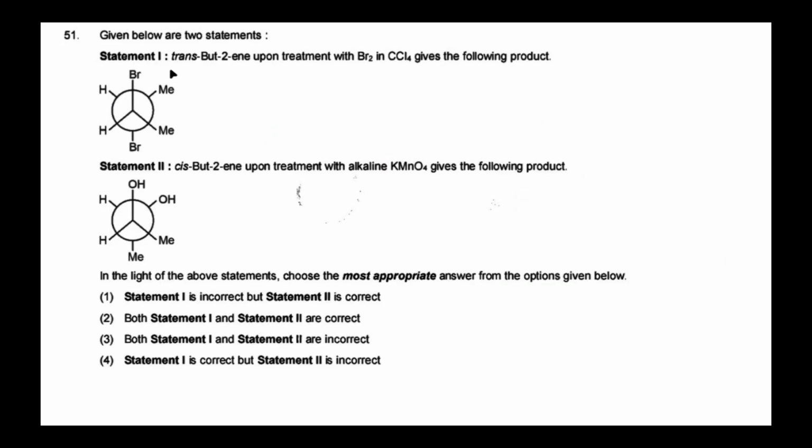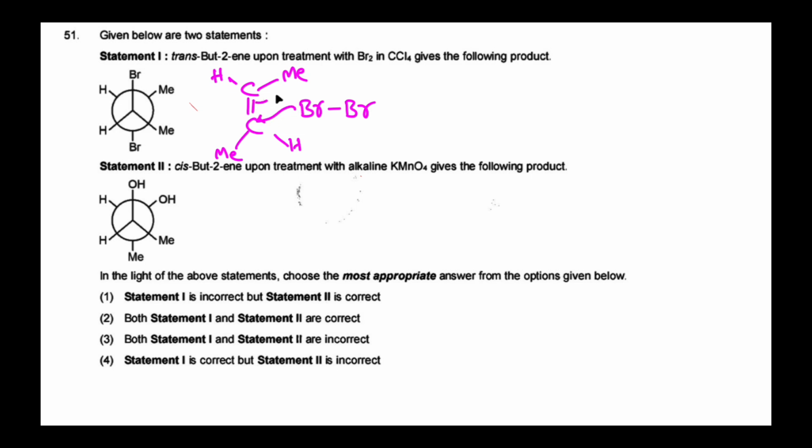In the next question, statement 1: trans-2-butene upon treatment with bromine in CCl4 gives the following product. Statement 2: cis-2-butene upon treatment with alkaline KMnO4 gives the following product. Okay, let's go through that reaction. Here trans-2-butene, the methyl group here, H here. First it is treated with bromine.